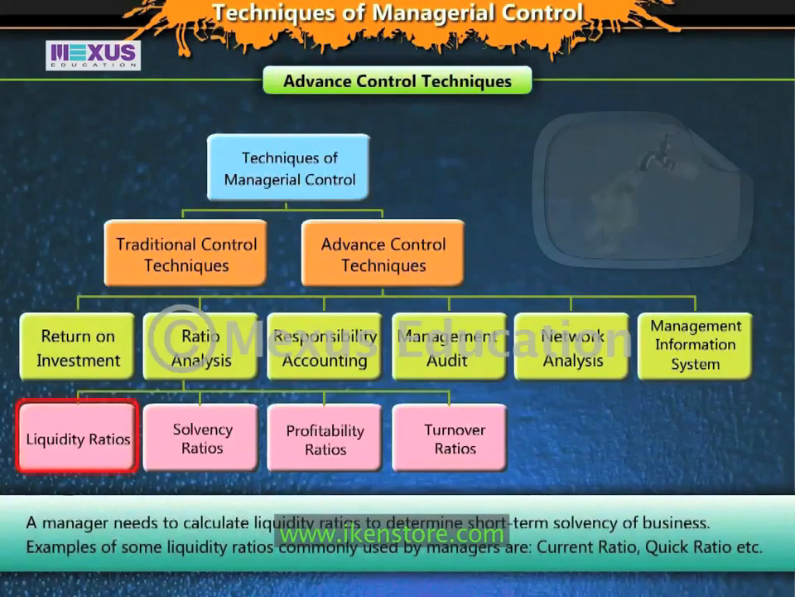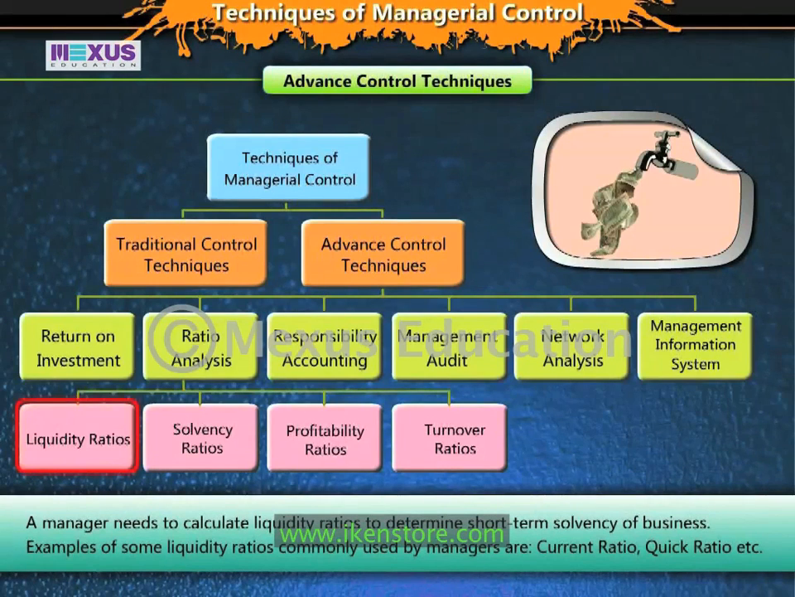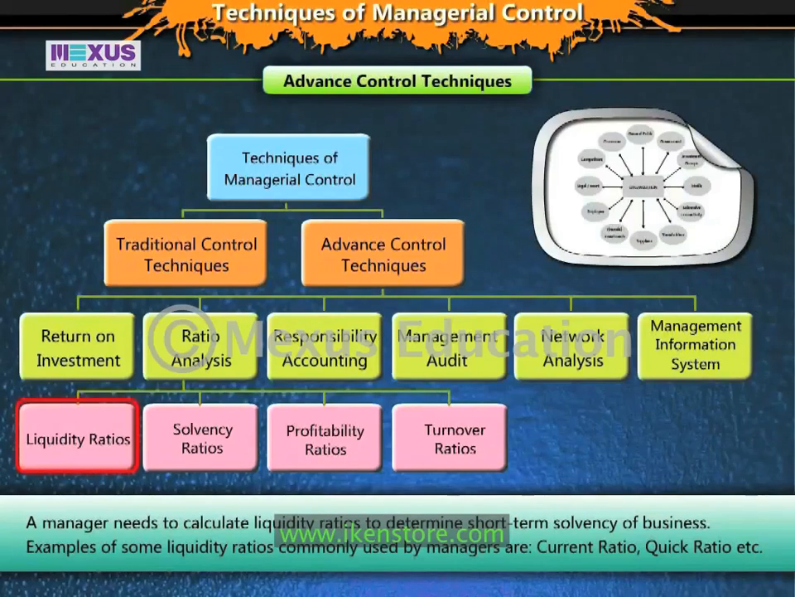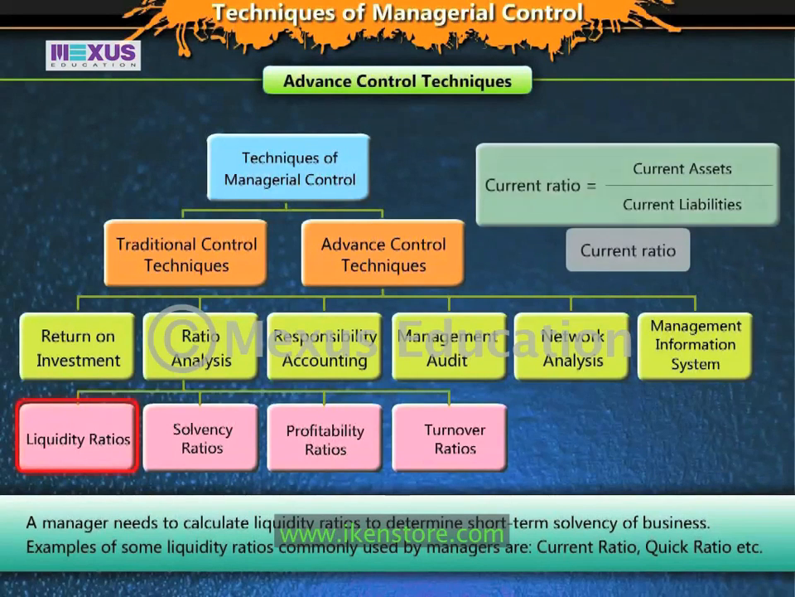A manager needs to calculate liquidity ratios to determine short-term solvency of business. Through the analysis of current position of liquid funds, he can determine the ability of an organization to pay the amount due to its stakeholders. Examples of some liquidity ratios commonly used by managers are current ratio, quick ratio, etc.